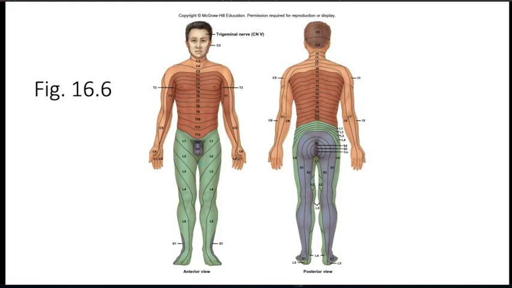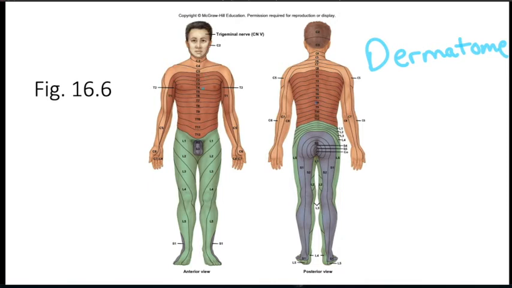This coloring of individual, different stripes, pretty neat looking. These different stripes, each one is called a dermatome. So it actually means skin map. And it's a map on your skin of what area of the body each spinal nerve innervates.